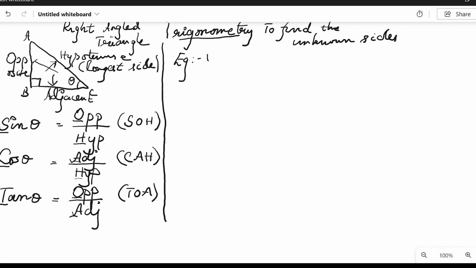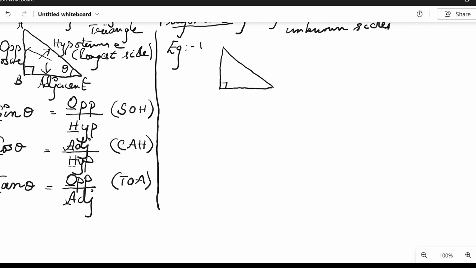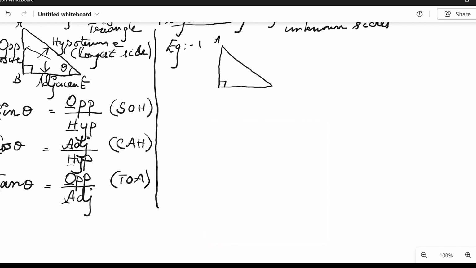So let's take a right angle triangle, and let me name its vertices A, B, and C. Let me give this angle as 30 degrees. This side, we call it 5. So I have only these two pieces of information. I need to find what this side is and what this side is.